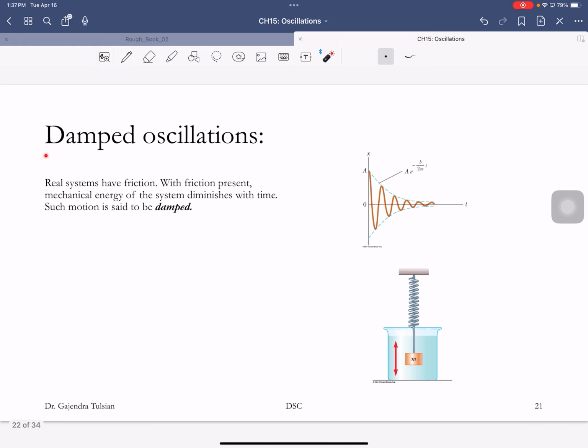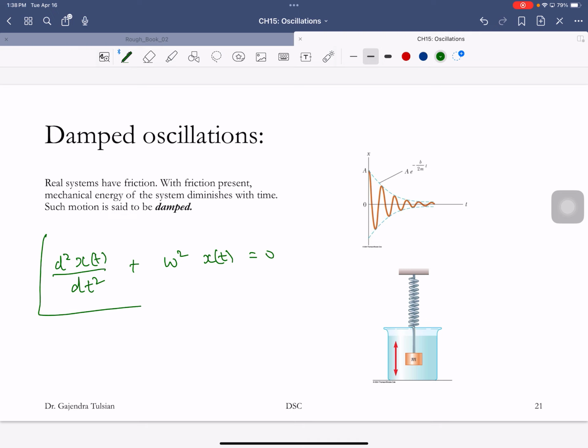All right. Now we've graduated to the big league. Okay. What are damped oscillations? Friction involved. Okay. So without friction, here was the equation for the mass attached to the spring. Okay. With friction involved, we'll see how this equation changes.